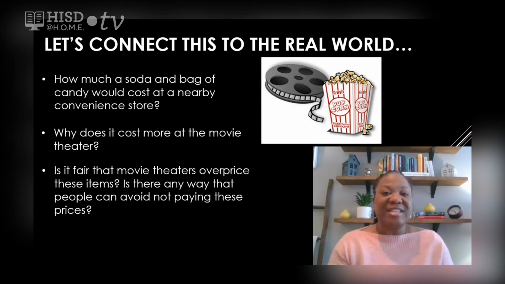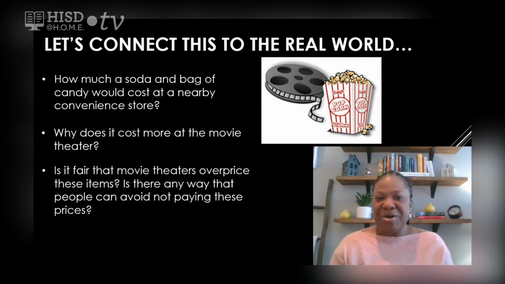Okay, so now let's connect this idea of mercantilism to the real world. Have you ever been to the movies? You've gone into the movie theater. There's a movie you've been waiting to see. And the only thing that you can think about is that you just can't wait to get your perfect seat and sit back with a big drink and a big tub of popcorn.